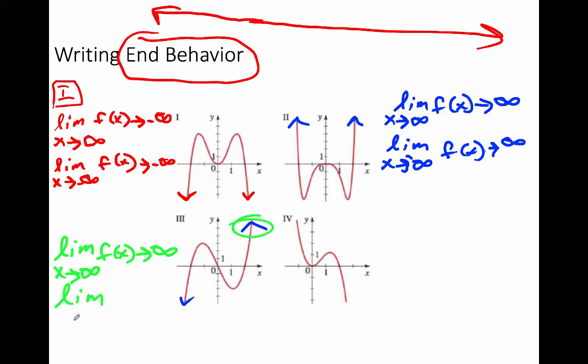The limit as x approaches negative infinity. As my graph goes to the left, my x values go to the left, I'm going down. Down to what? Down to negative infinity. Okay? And let's get a better color there.